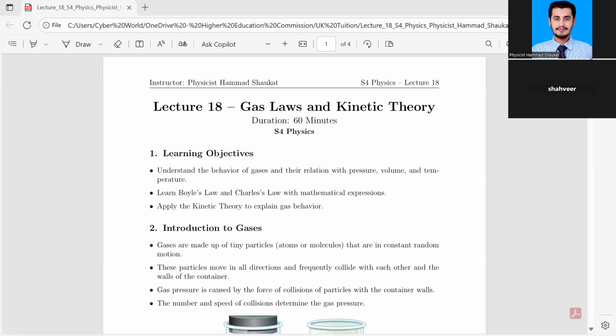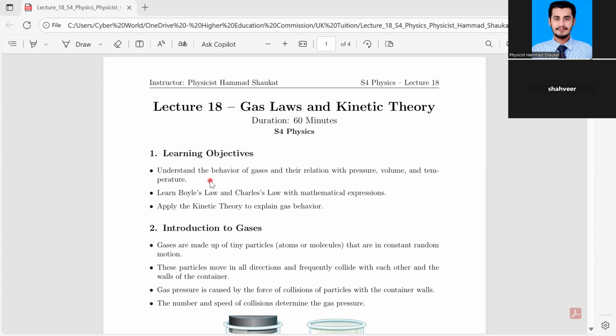So, my screen is sharing with you, right? Yeah. Okay, so today's lecture is lecture 18, and in this lecture, we will discuss gas laws and kinetic theory. There are three states of matter. The first is solid, the second is liquid, and the last is gas. In today's topic, we will focus on the third state of matter, which is gas. We will discuss two important laws of gases, and then we will move on towards the kinetic theory of gases.